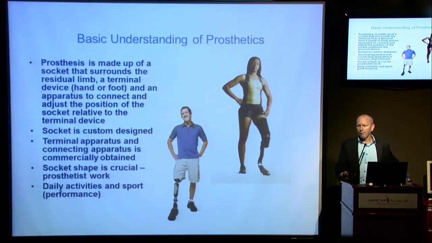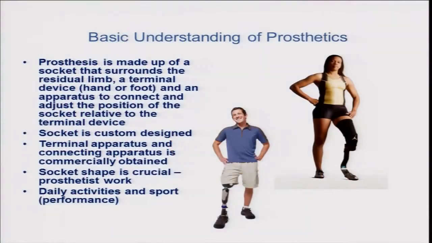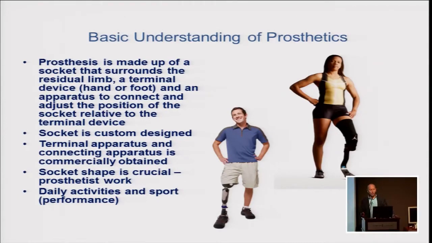But I was preparing today for a group of medical people who perhaps had no prior experience in prosthetics and people who are limb deficient. So let me just start at the beginning and say that a prosthesis is made up of a socket that surrounds a residual limb, and it has a terminal device. A terminal device could either be a hand or a foot. And then there's an apparatus to connect and adjust the position of the socket relative to that terminal device. The socket is perhaps the most important part because that is what is custom made.